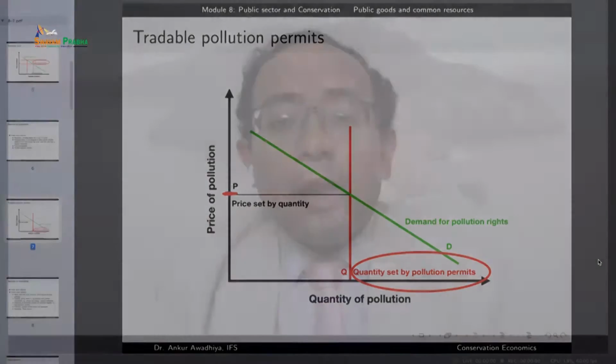And whoever has a higher requirement, whoever values the right to pollute more, is going to pay more. And if there is still a shortfall, we can even permit the players to trade amongst themselves. The government only needs to enforce the rules to see to it that nobody is able to pollute without a permit. And the market mechanism will take care of everything else.